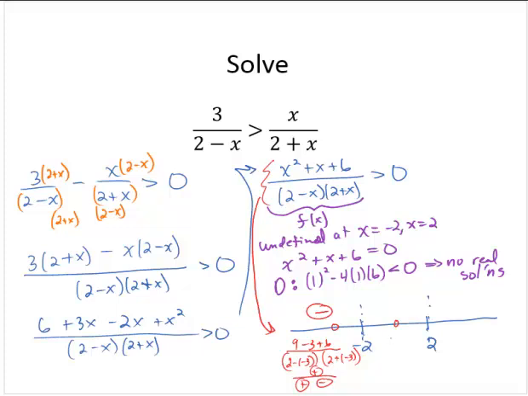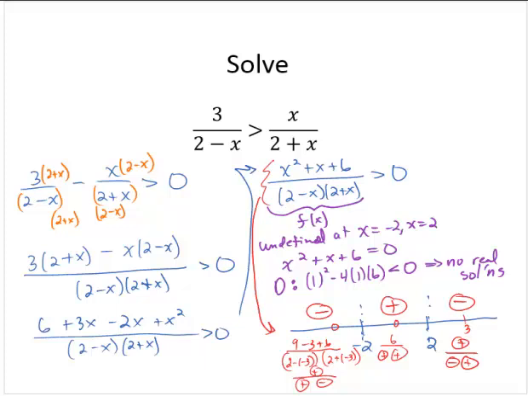Choosing 0, that would give me 6 over positive, positive. So this is a positive. And choosing a number greater than 2, say 3, that would give me a positive divided by a 2 minus 3, that's a negative. 2 plus 3 is a positive, and so that would give me a negative.